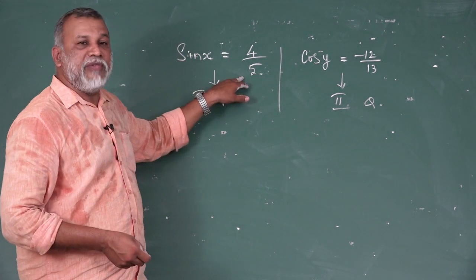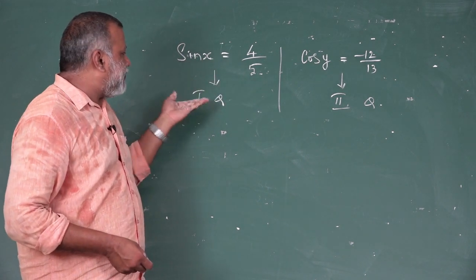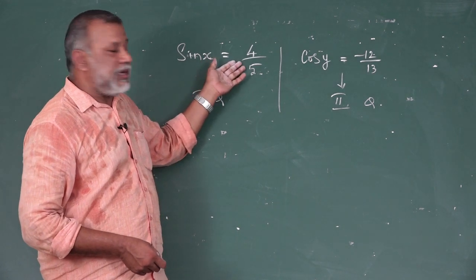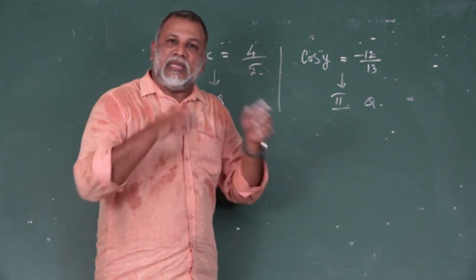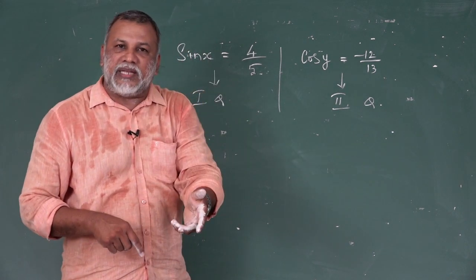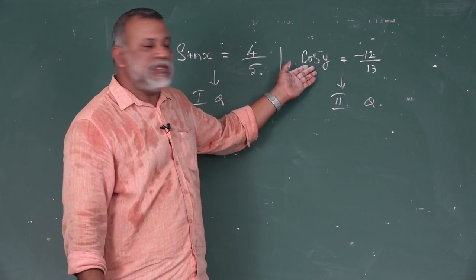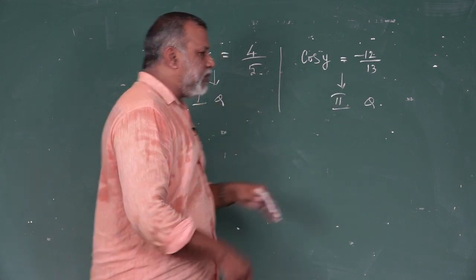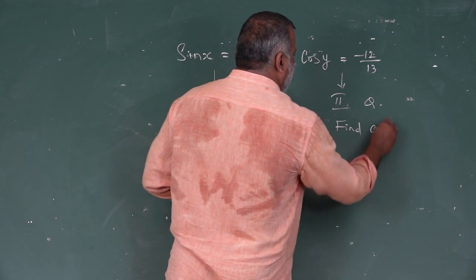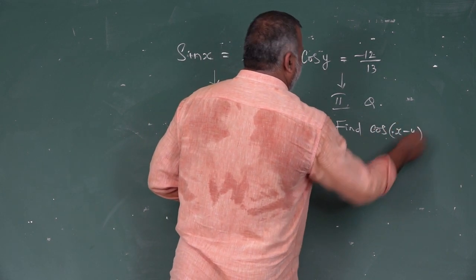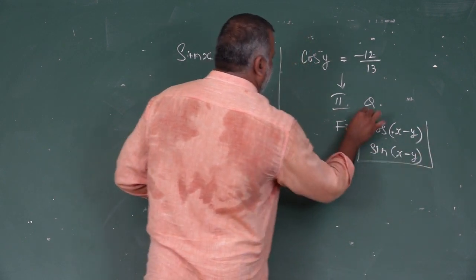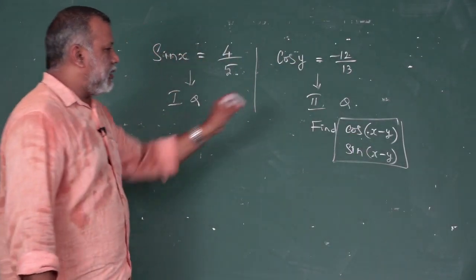Sin x equals 4 by 5 means first quadrant, which means all trigonometrical ratios are positive, so we are getting the positive sign here. See here, second quadrant: in the second quadrant, sin gets positive and its reciprocal gets positive, so automatically cos gets negative. Now we have to find cos of x minus y and sin of x minus y. You have to find these two concepts.